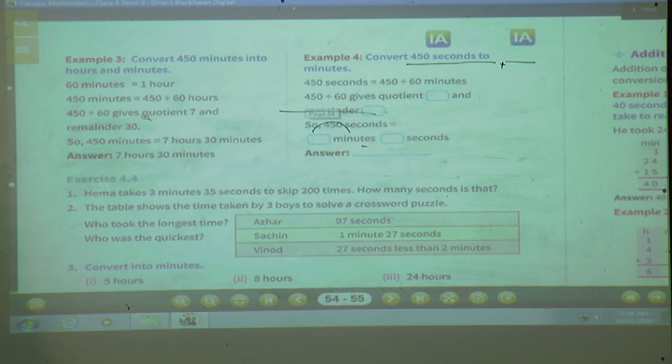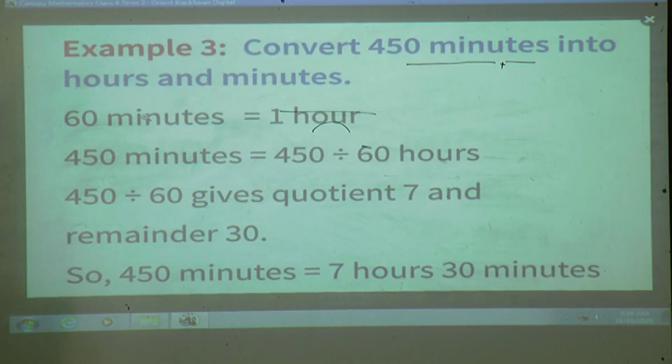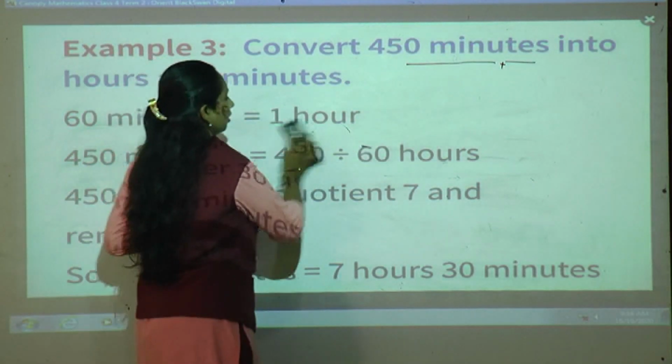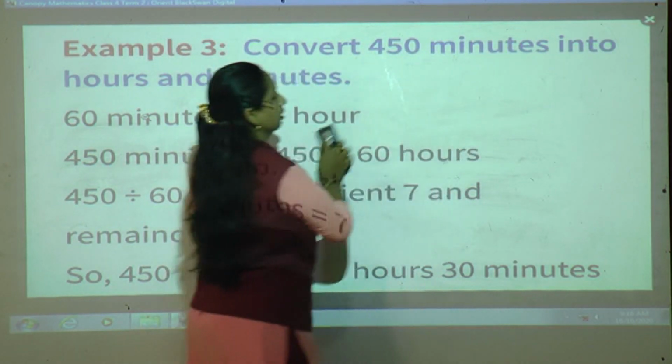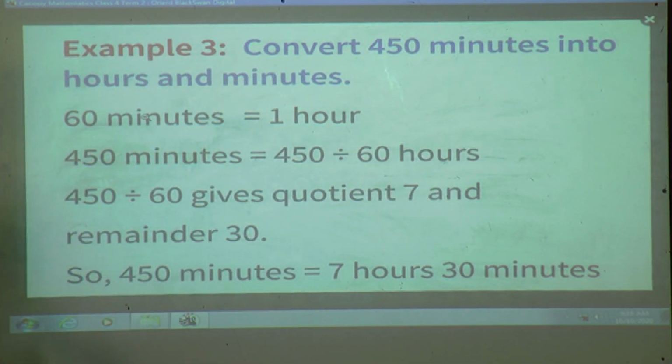Two more examples are here. We will solve. See the third question. Convert 450 minutes into hours and minutes. Now they had given minutes. Now what have we done? They had given hours, we have converted into minutes. Now they had given minutes, now we have to convert into hours.